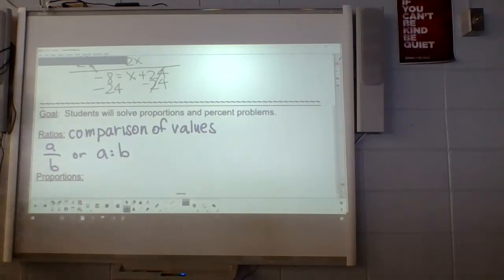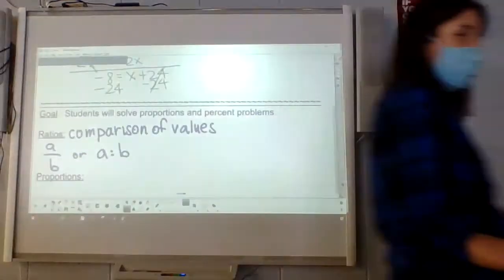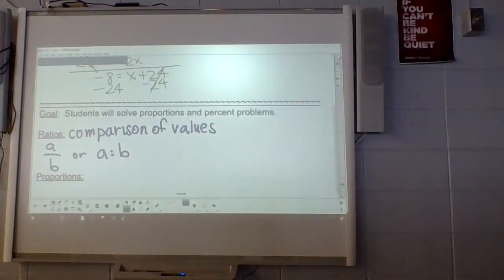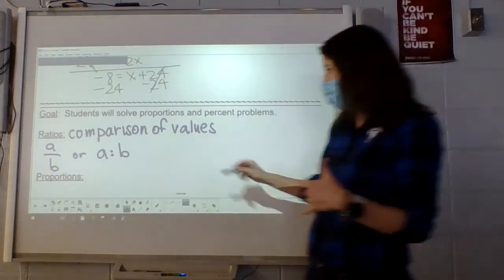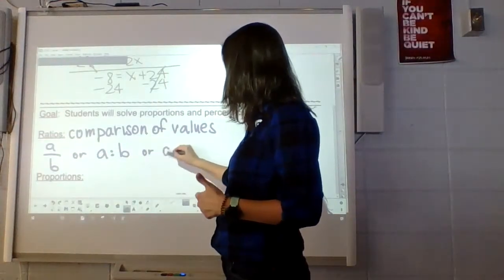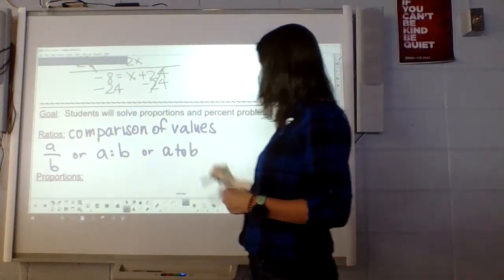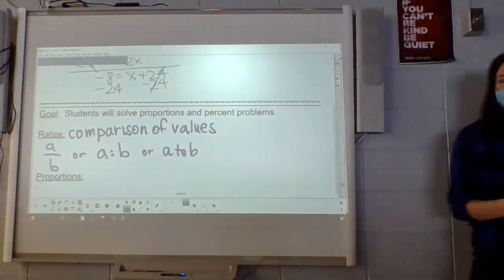If you're into sports, they use ratios a lot when they talk about a shooting percentage or a hitting percentage. Those are all ratios. How many times you get a hit versus how many times you're at bat. It's comparing two values.